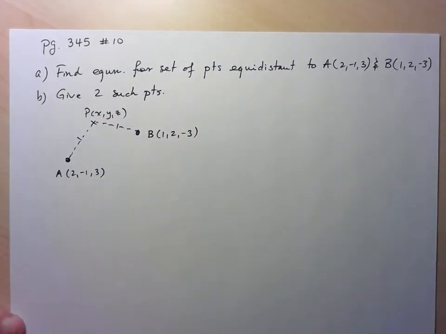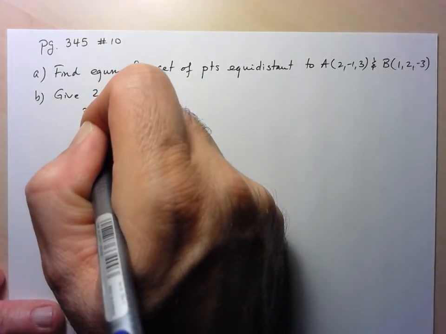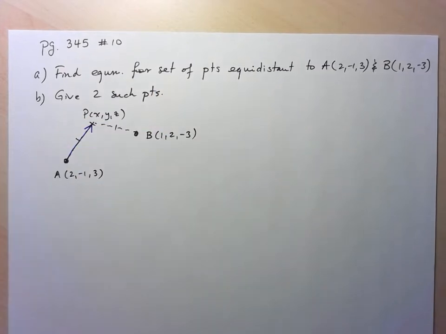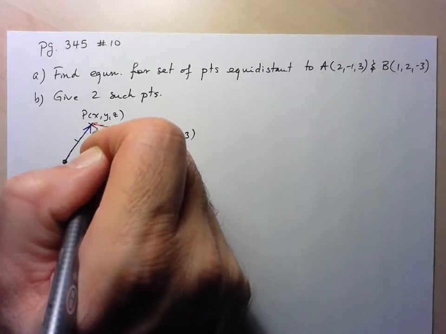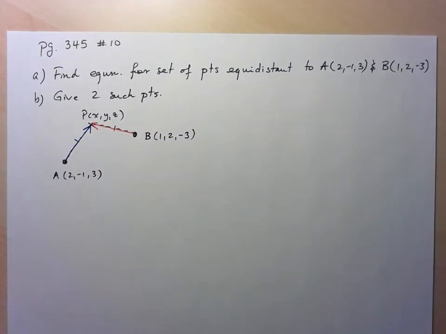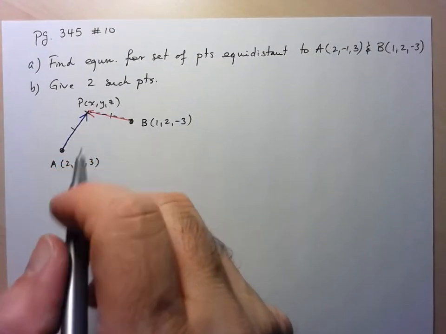Let's think about how we can determine the distance between 2 points. Instead of thinking of it as a distance between 2 points, think of it as the magnitude of the vector joining those 2 points. If I form a vector there and another vector here, and those 2 distances are the same, then the magnitudes of those vectors are going to be the same. This is going to be my starting point for solving this problem.